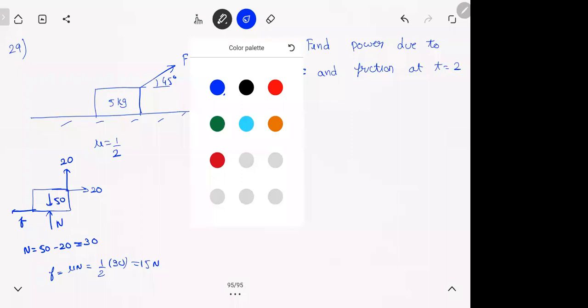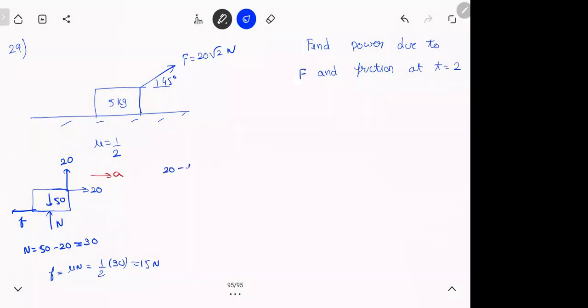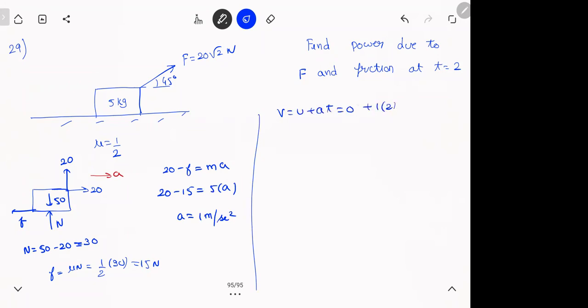We have done the same problem, problem 3 in the same chapter. So what is the acceleration? 20 minus friction is ma. Friction is 15, mass is 5, acceleration is this. So a is 1 meter per second square. What is velocity? U plus at. U is 0, a is 1, time is 2. So 2 meter per second.